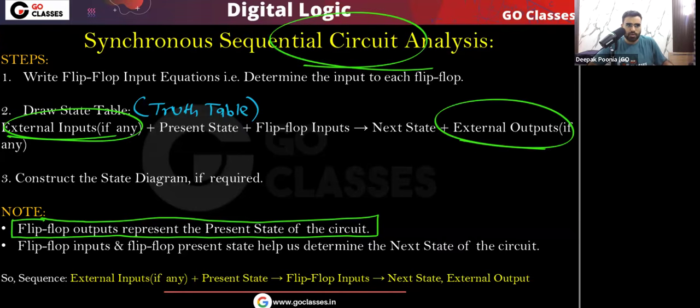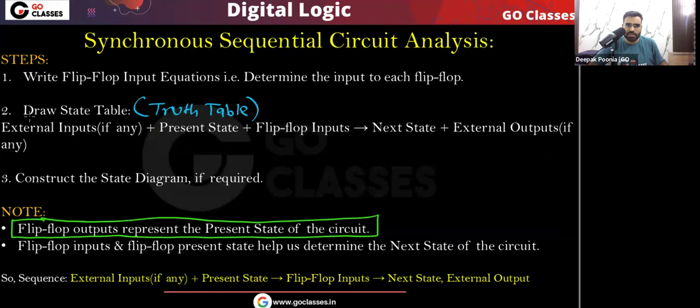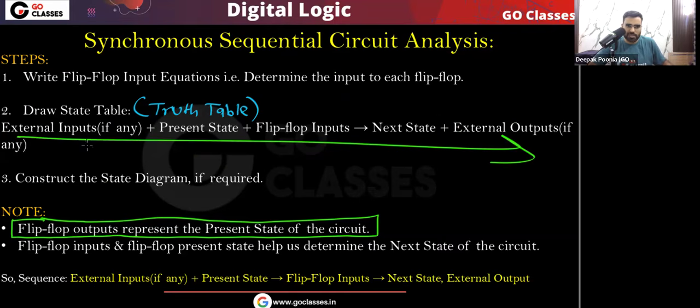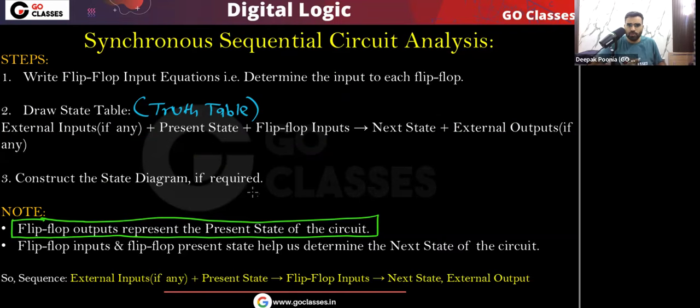In your given circuit, you have to check: do we have external input, do we have external output? If they are not present, then forget about them. If they are present, then you put columns for them. So you can see in the state table, these are the columns that we have. If you make these columns in this order, it will be easier for you.